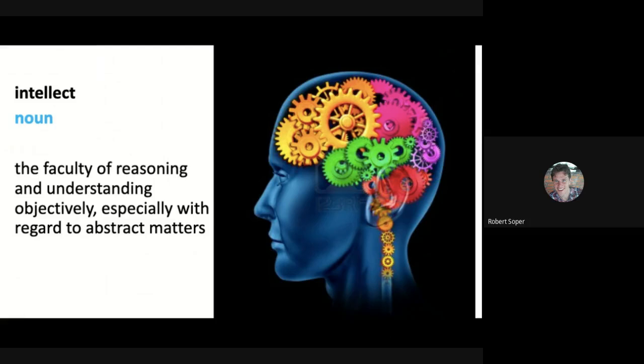We could also use intellect in another way. So we could say, as her intellect grew, she became less dependent on the people around her. That's basically a way of talking about how somebody's intellect developed so they became more independent. When we're talking about intellect, we are really relating that to the word, you guessed it, intelligence.